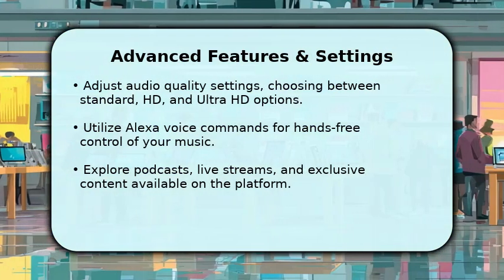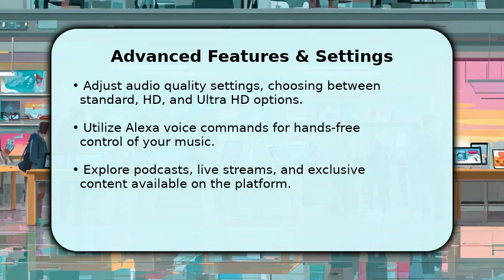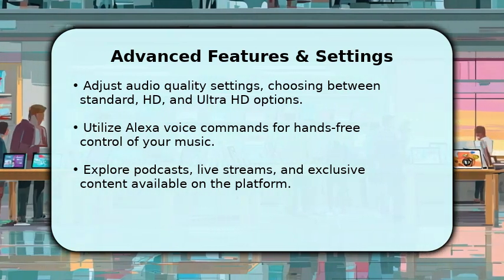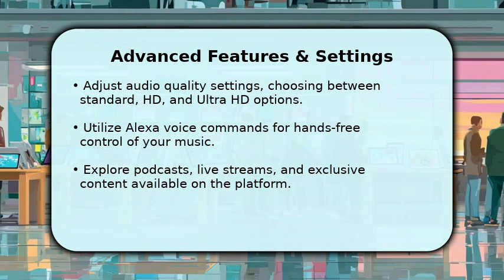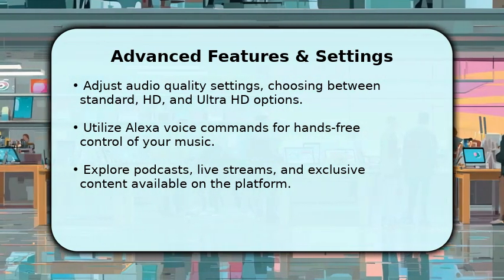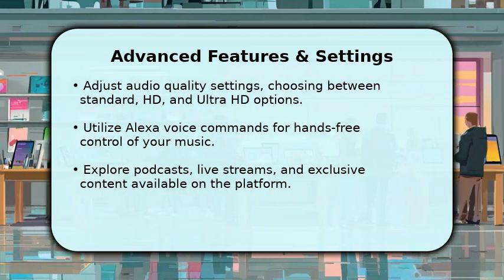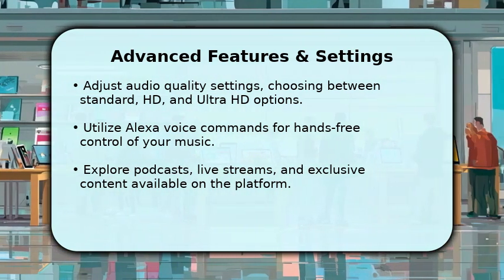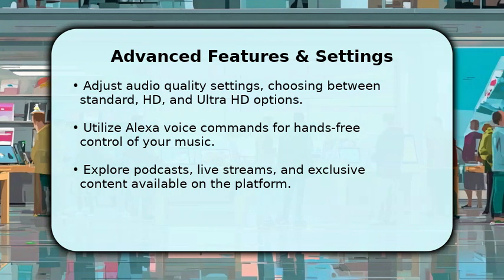Amazon Music offers several advanced features to enhance your listening experience. You can customize your audio quality settings, choosing between standard, HD, and Ultra HD options for superior sound. For hands-free control, simply use Alexa voice commands to play music, skip tracks, or adjust volume.